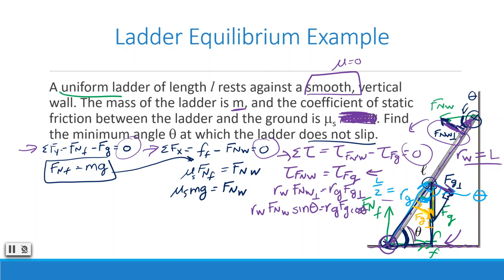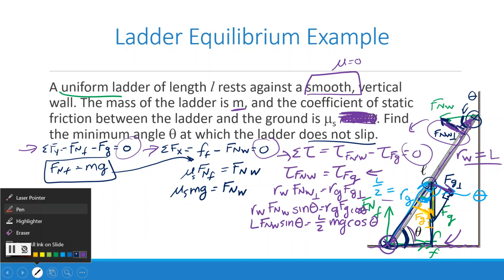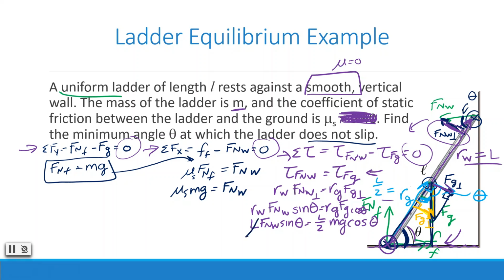RW is L, so I get L FNW sine theta. RG is L/2, FG is mg, and we have cosine of theta. Notice that I can cancel an L. So I get FNW sine theta is equal to 1/2 mg cosine theta.